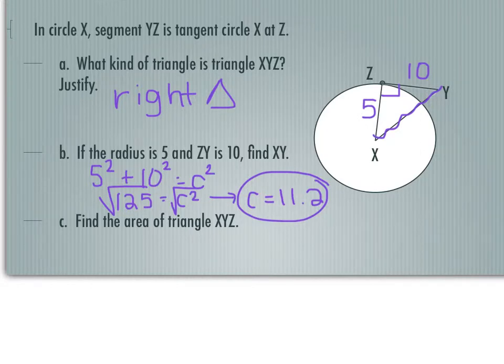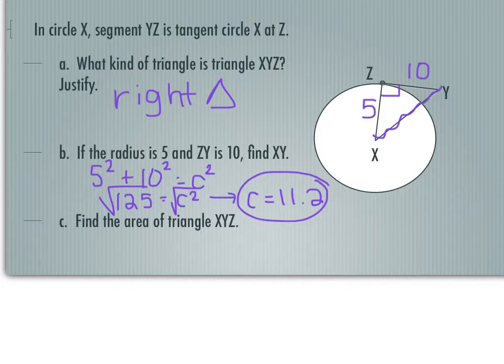All right. Find the area of that triangle. How do I find the area of a triangle? That's it. Yep. Base times height divided by 2. Which two are my base and height? Caitlin, you know that one? Which two are my base and height?